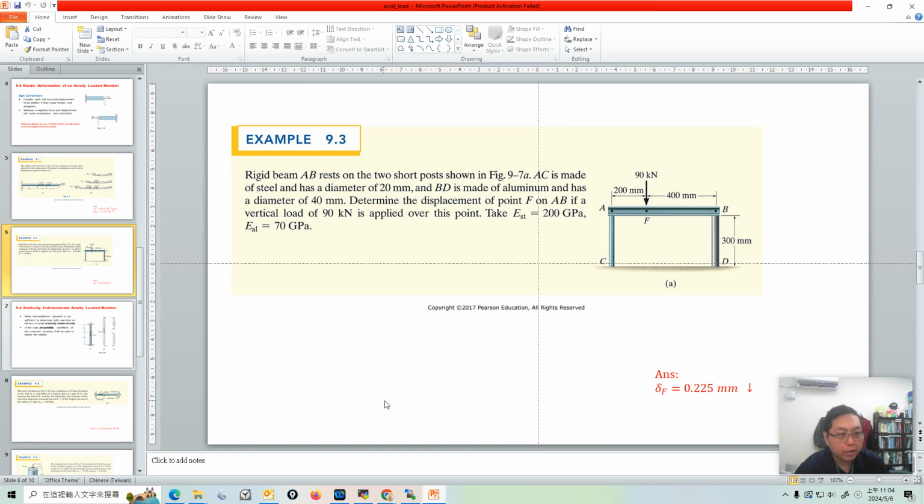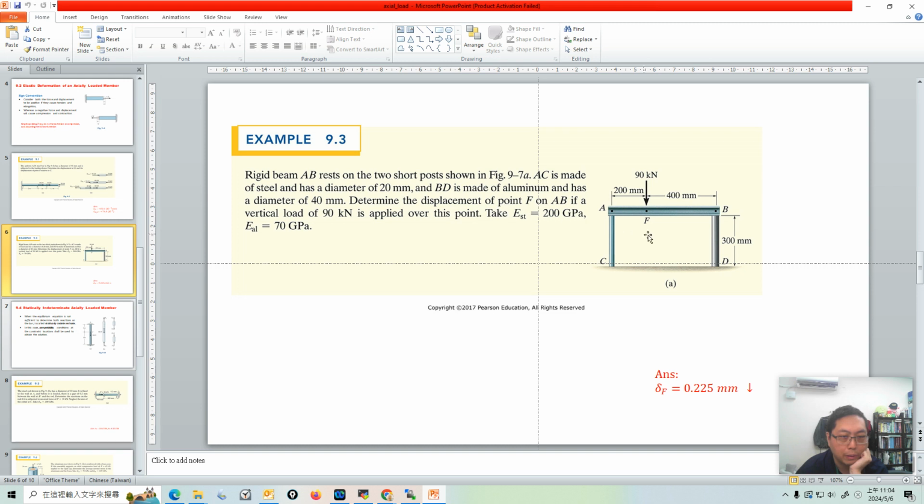This problem is like this: there is a rigid beam resting on two posts. The beam AB is here, and it's placed on these two posts, the AC post and the BD post. AC is made of steel, and the diameter is 20 millimeter. BD is made of aluminum and the diameter is 40 millimeter.